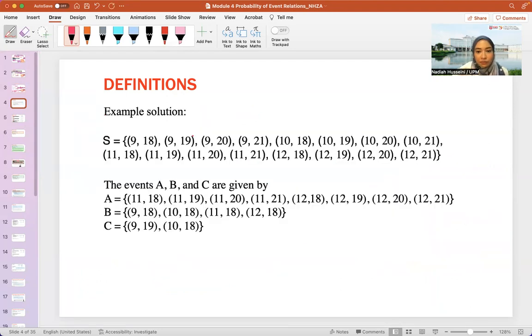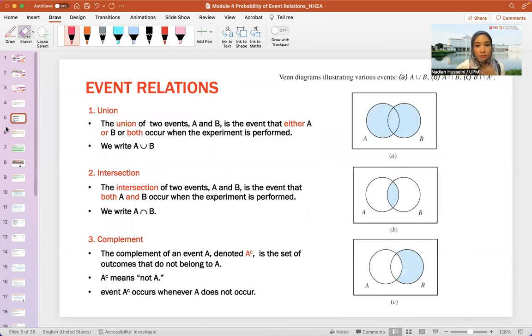So the sample space for the experiment is this. We already know this. Events A, B, and C are given by this. For event C, we only have 2 outcomes. Okay, so looks like we got this right. Moving on. Do we have any questions with regards to the sample space and events? Is everyone okay with this concept now? So far so good. Great. If you have questions, you can ask me.